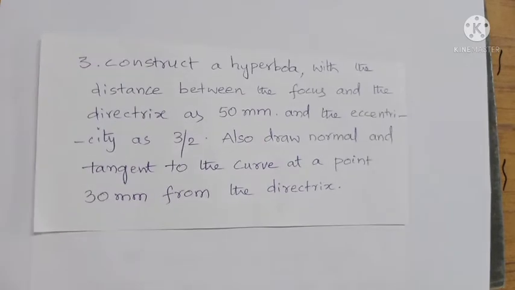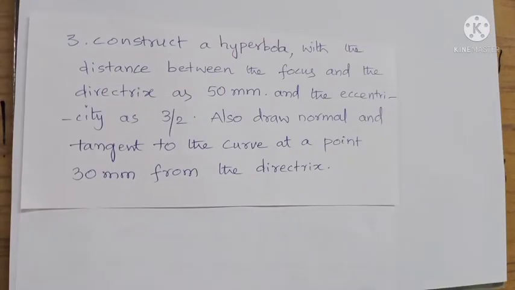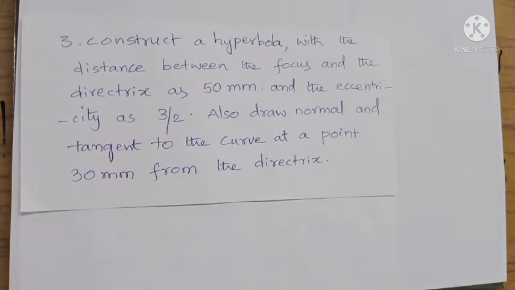I would like to explain the construction of a hyperbola when the distance of the directrix from the focus is given and the eccentricity is given. And also we are going to draw the tangent and normal to the curve for this hyperbola. So just see how the question reads. Construct a hyperbola with the distance of the focus and the directrix as 50 mm and the eccentricity as 3/2. Also draw the normal and tangent to the curve at a point 30 mm from the directrix. This is the question that is given. How do we have to proceed when the question is given like this?